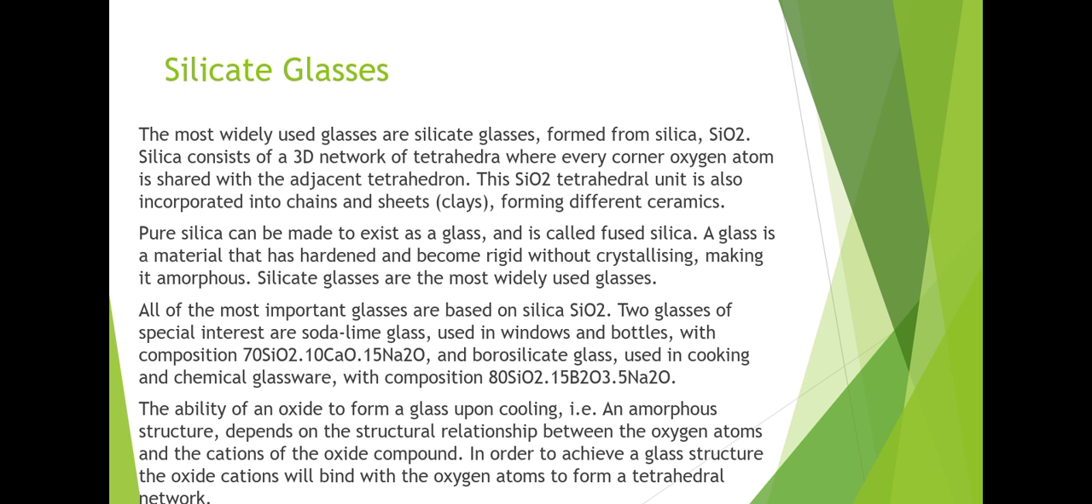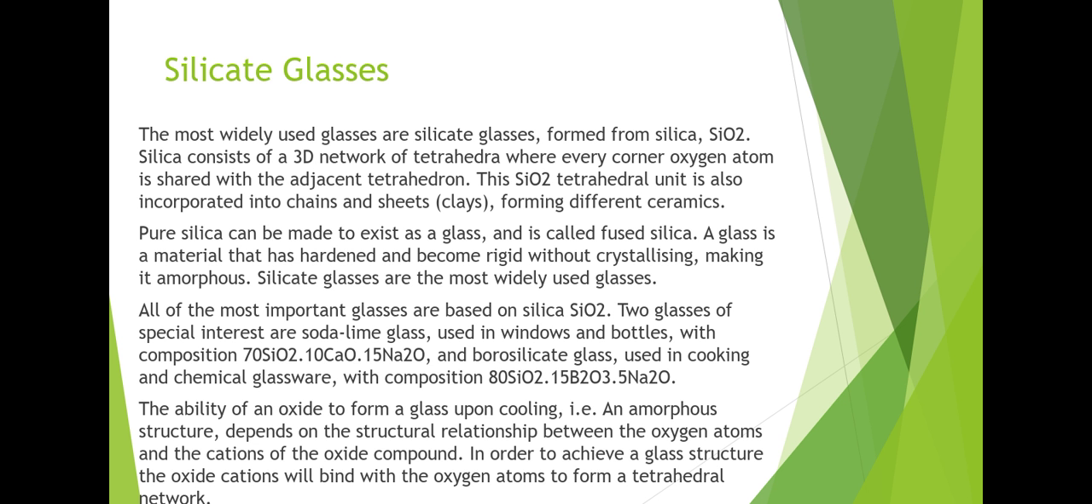The most widely used glasses are silica glasses formed by silicon dioxide. Silica consists of a 3D network of tetrahedra where every corner oxygen atom is shared with the adjacent tetrahedron. The silica tetrahedral unit is also incorporated into chains and sheets in clay and different ceramics. Pure silica can be made to exist as a glass, and it is also called fused silica. A glass is a material that has hardened and become rigid without crystallizing, making it amorphous.